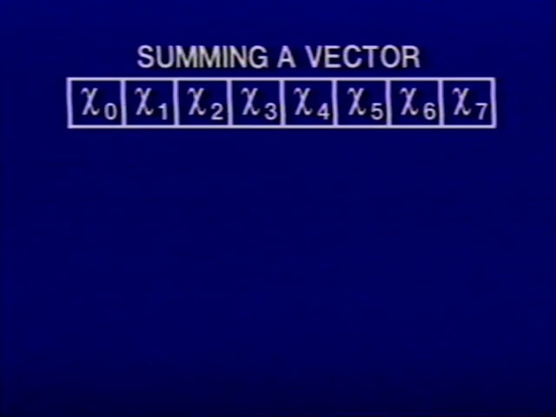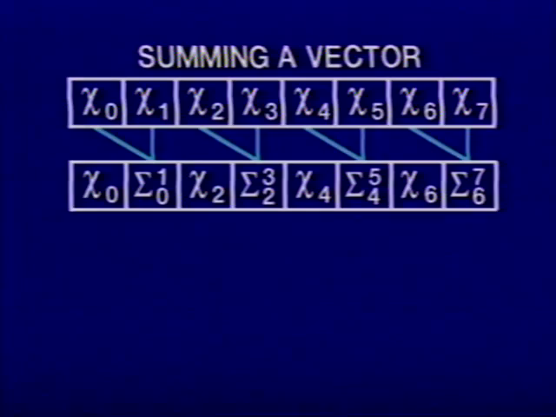Let us take a look at an algorithm that can be used to sum a vector in logarithmic time. We start out with a vector that has 8 elements, x sub 0 through x sub 7. In the first step, we add them pairwise, so that x sub 0 and x sub 1 are added by the second processor, x sub 2 and x sub 3 by the fourth processor, x sub 4 and x sub 5 by the sixth processor, and x sub 6 and x sub 7 by the last processor.